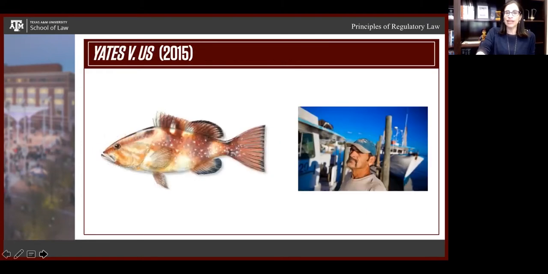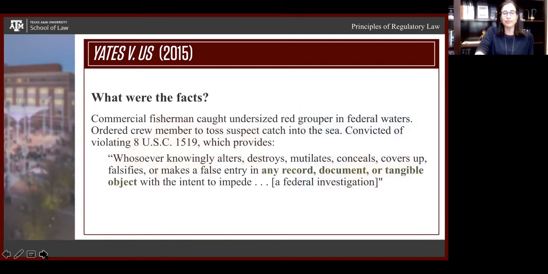Okay, we're going to turn now to one of the cases, Yates v. United States, and this is a Supreme Court case from 2015. So first, what were the facts of this case? What you have is a short excerpt from the case, so unfortunately you don't have the full background. But basically, this commercial fisherman caught undersized red grouper in federal waters.